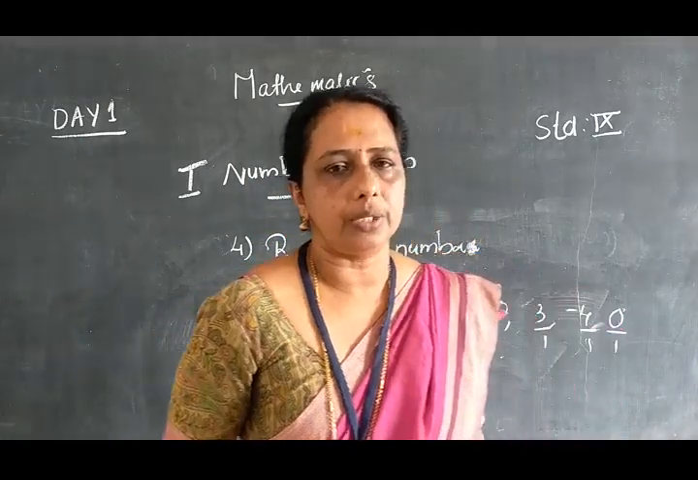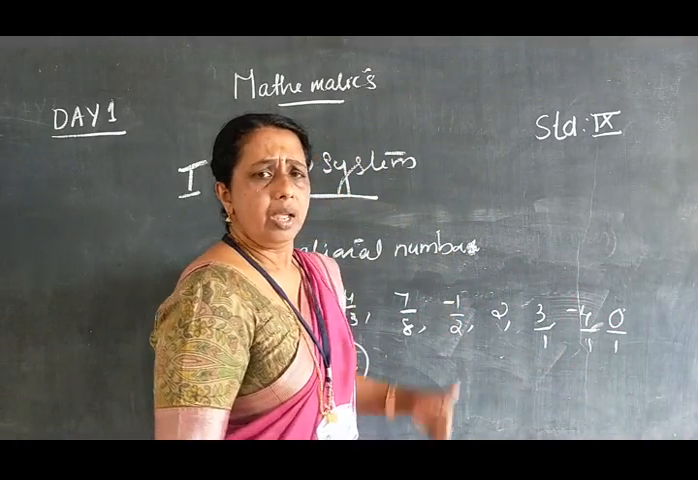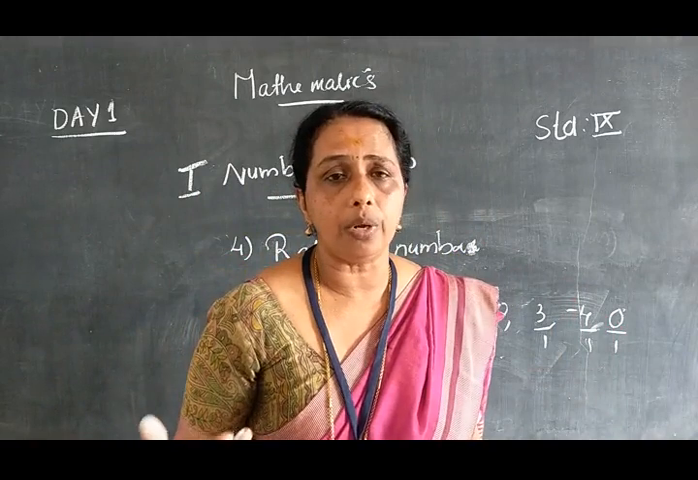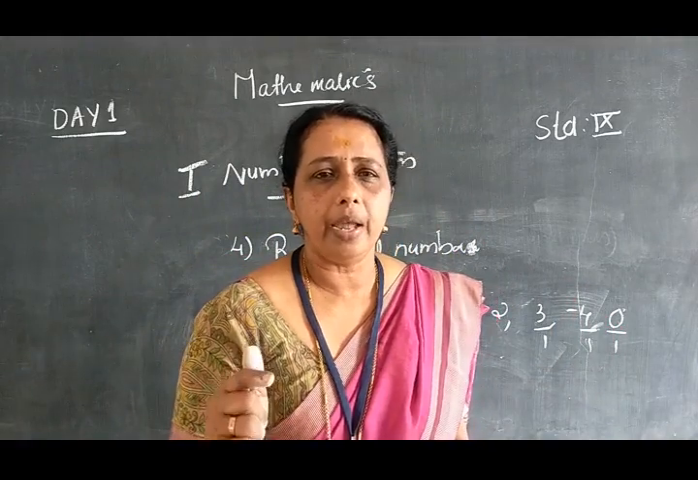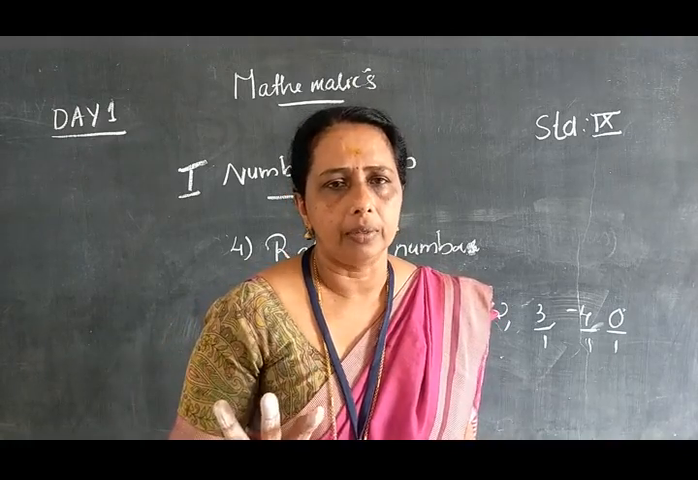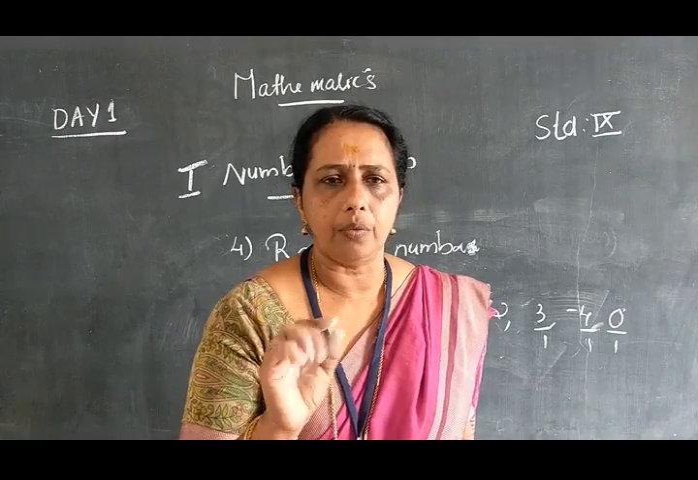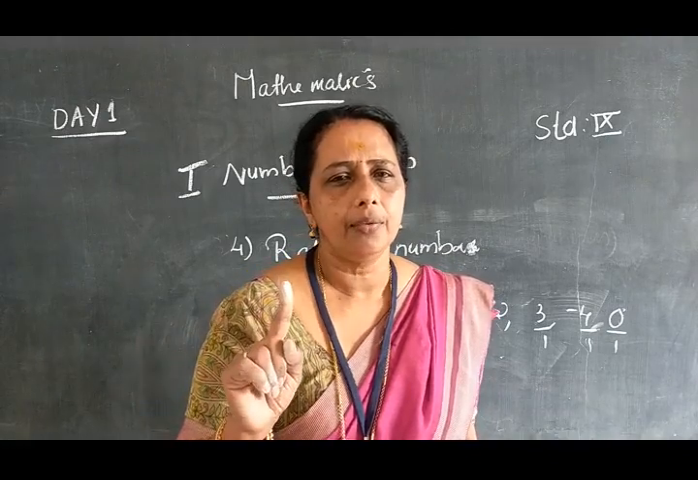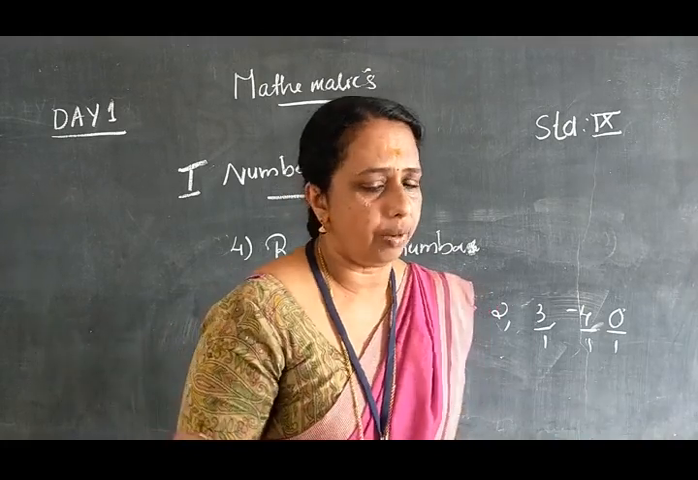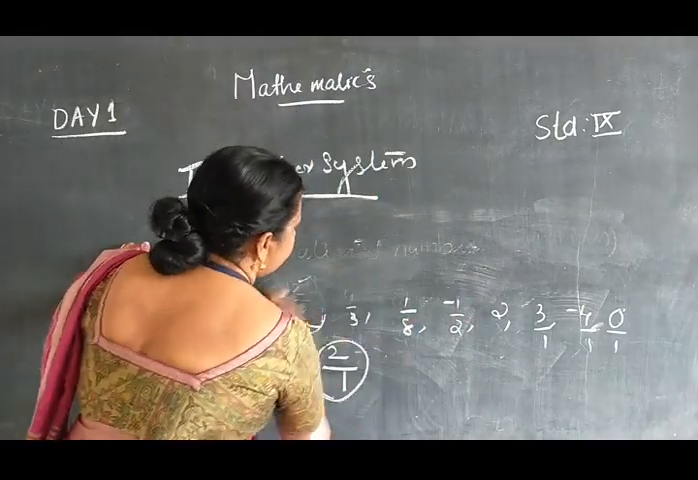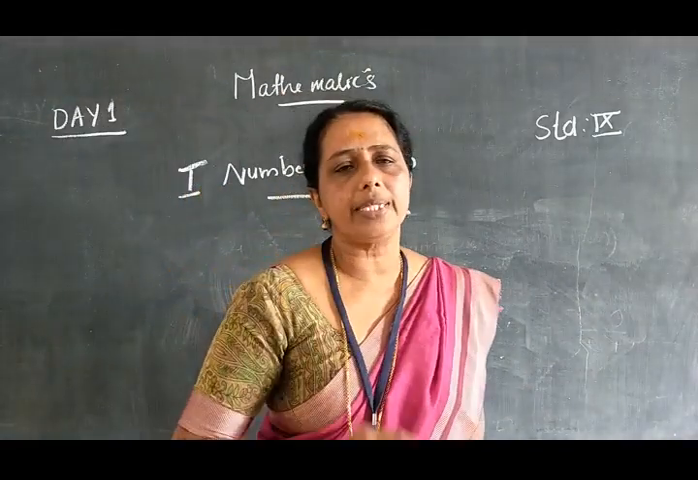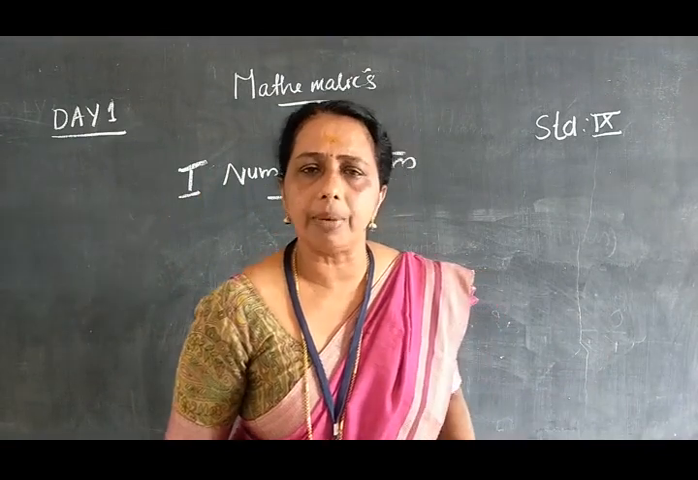Okay, one more definition you want to study for rational numbers. A number which can be written in the form P by Q, where P and Q are integers and Q is not equal to 0. One more definition: P and Q have no common factor other than 1. Or we can say that P and Q are co-prime numbers. Do you know what co-prime numbers are? Two numbers having only 1 as a common factor are called co-prime numbers.